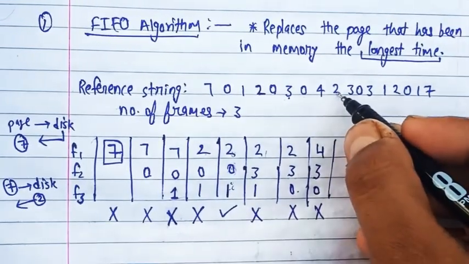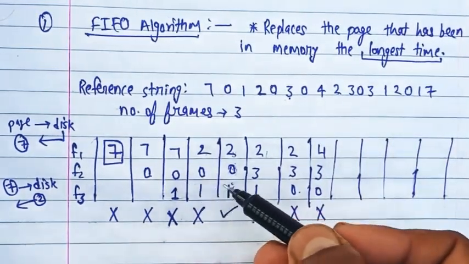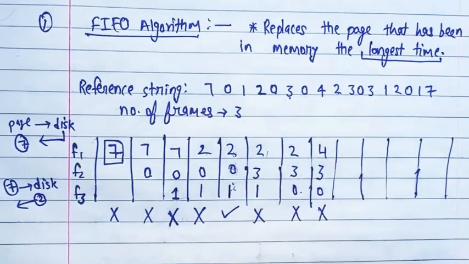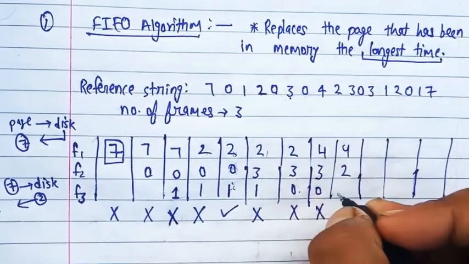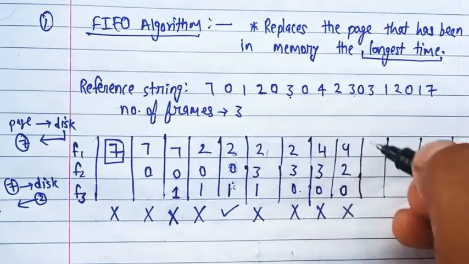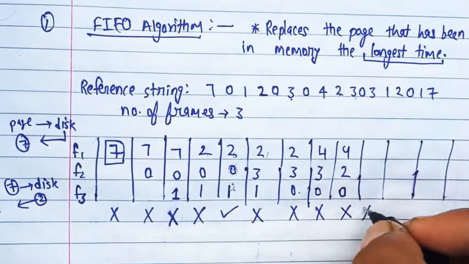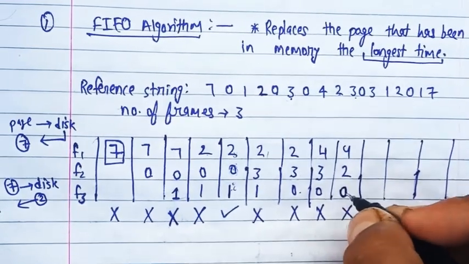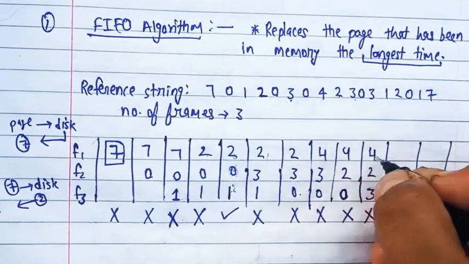In the case of 2, there is no 2, so 2 will be swapped with 3, so there will be 2 4 0. Again there is a page fault. In the case of 3, you will see that 3 is not present in it, so again there is a page fault. So 0 was first, so it will swap with 0, so 3 4, sorry, 4 2 3.